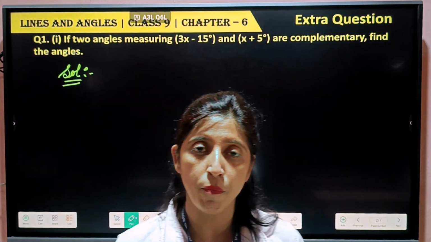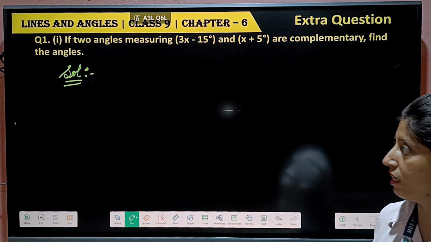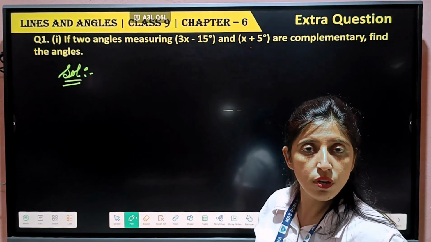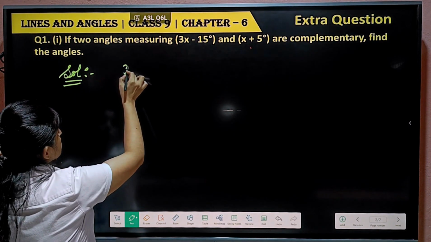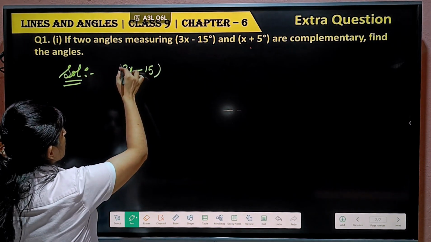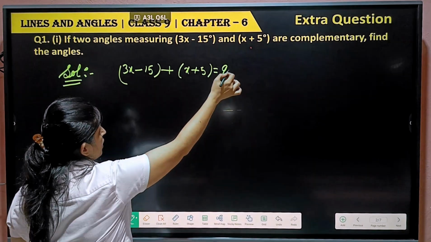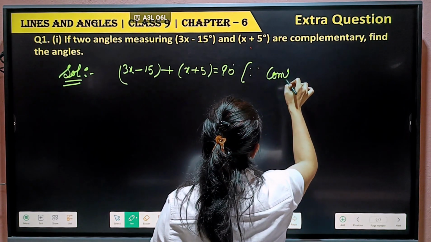What is the meaning of complementary? If two angles are complementary, then their sum is 90 degrees, right? So we will take the sum of these two angles equal to 90 degrees. So how will we do it? 3x minus 15 plus x plus 5 is equal to 90 because of complementary angles.